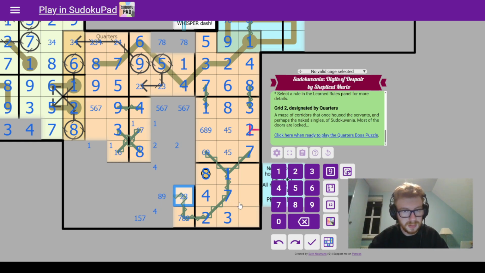Ooh, there must be more just Sudoku to do. 6 and 9. If that's a 6, that's a 1, and that's a 7, and that's a 7. That's fine. If that's a 1, that's a 6. That's a 9. And that's a 6.